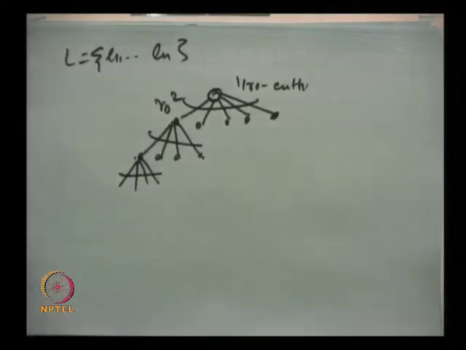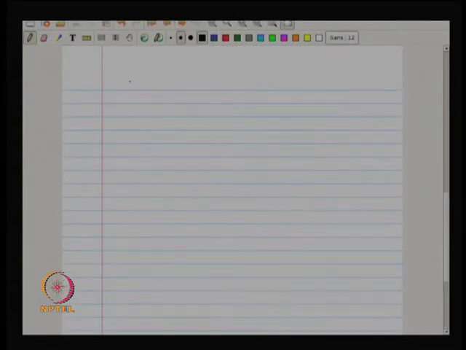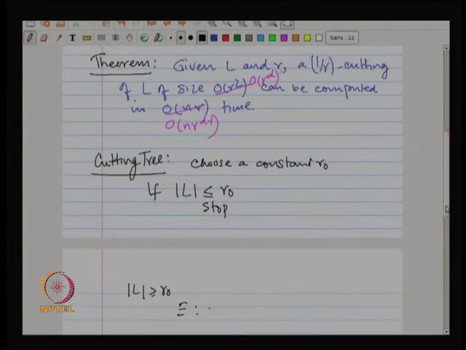So, now let me write it formally. Since I am defining a recursive procedure, let us say H is the current set of lines, and delta is a triangle that these lines intersect. Initially, delta is the entire plane, because we are at the root.